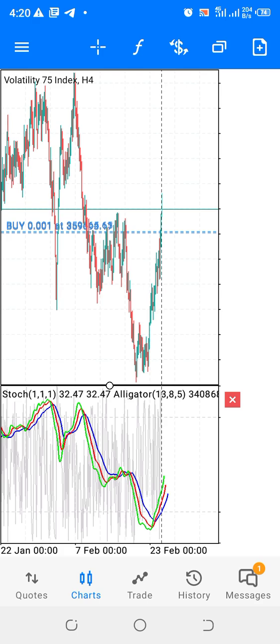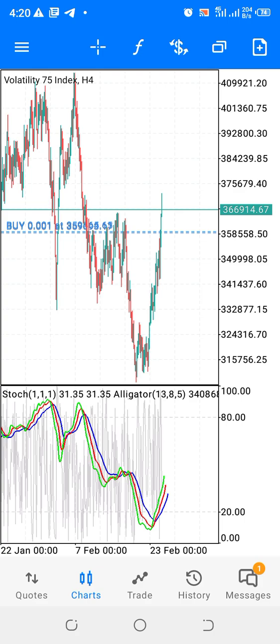We want to know when to buy and when to sell, and they are going to guide us. If you want to sell, make sure that the price is at the overbought position, so that you can sell. If you want to buy, make sure that it is at the oversold position, so that you buy.